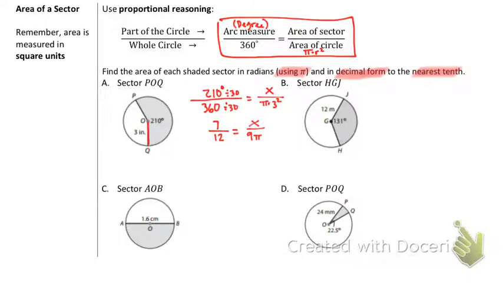And now to solve, we just cross multiply. So we're going to cross multiply 12 times x, so 12x, and then 7 times 9, that gives me 63, and the pi comes along for the ride. And now our job is to solve for x. So we're going to divide both sides by 12.